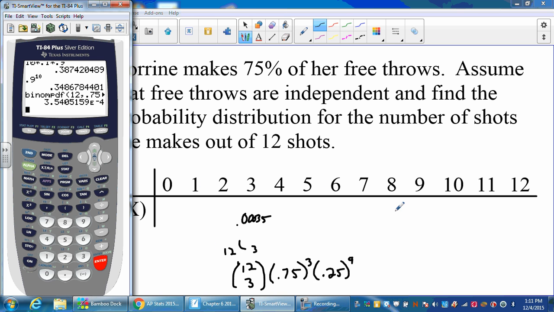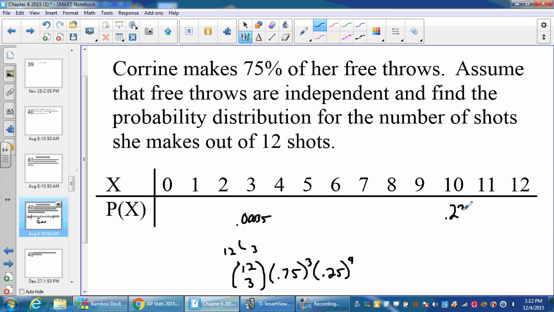But we could fill in any other value. Something that she would have a high chance at would be 10. Now instead of typing this in again, we can just hit second enter and modify this last number to 10. And now you can see at 10, there's about a 23% chance that she would make 10 of her 12 shots. And you can do so on and so on until you fill the entire chart.